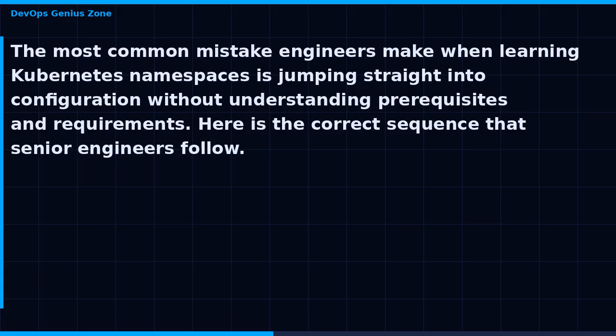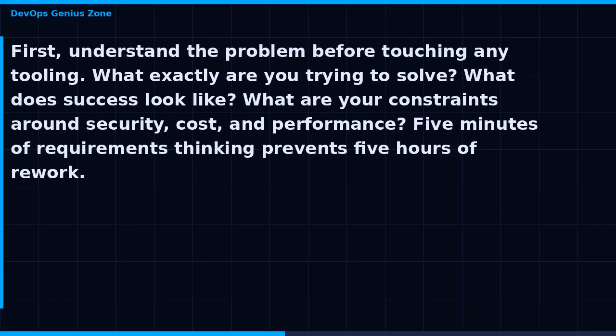Second, start with the simplest working setup. Get something running end to end before adding any complexity. Every layer of complexity you add before having a working baseline makes debugging dramatically harder.